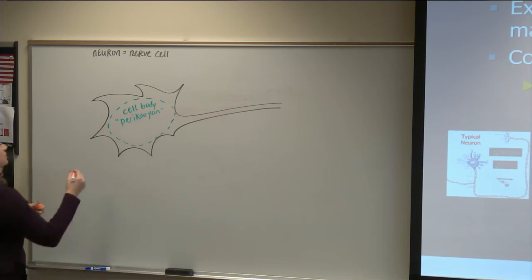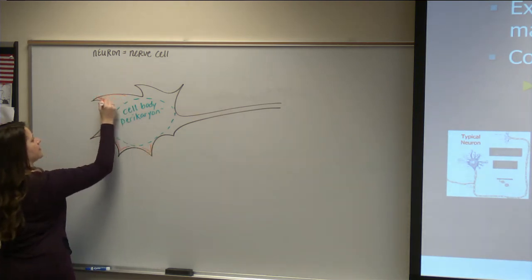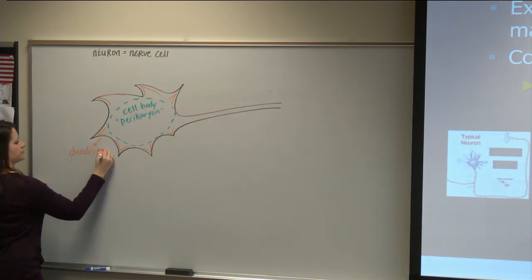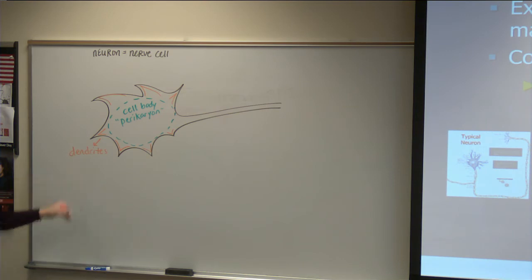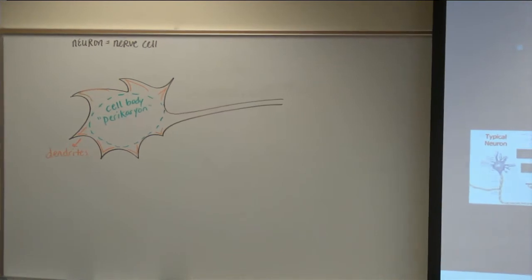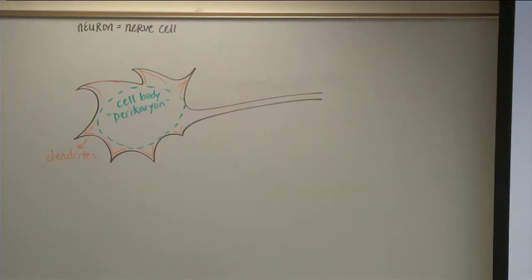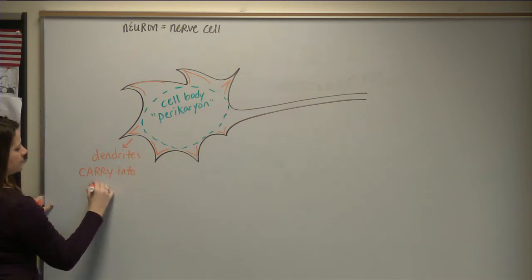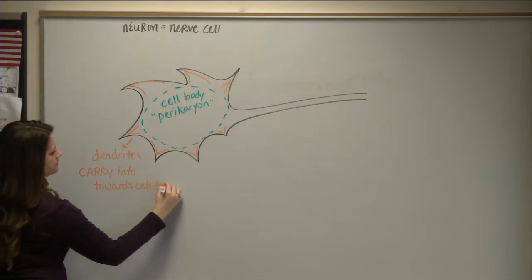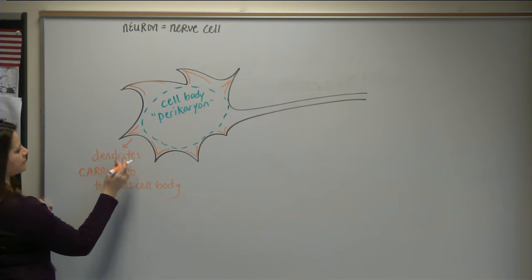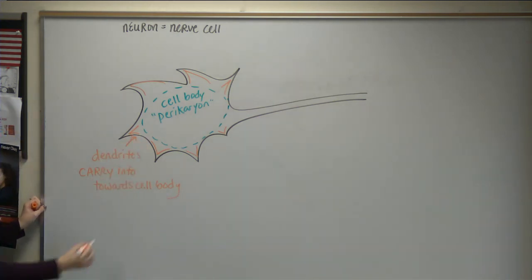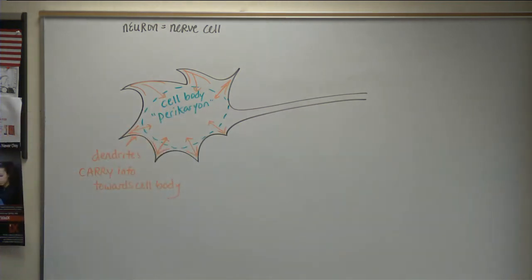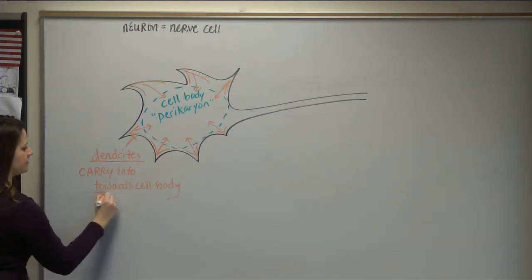Now I'm going to use orange for these little pointy guys. All the way around right here, these little pointy guys are what we call dendrites. Let me zoom in for you a little bit. So we can see dendrites. They carry information towards the cell body. Technically, I'll just flip the arrow. So they carry information in. That's incoming. So dendrites carry info in towards the cell body.